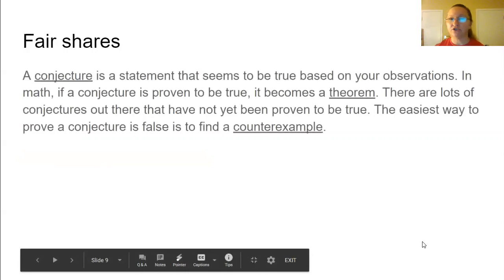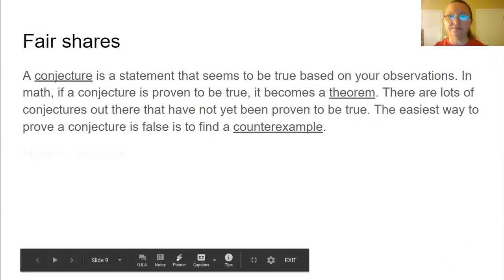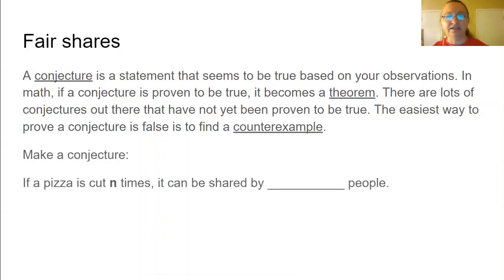And so then we made a conjecture, and I'm not giving away too many answers here, but we figured this out in all of our classes today. We had very good students that worked well. So a conjecture is a statement that seems to be true based on your observations. If it's proven to be true, it becomes a theorem. The easiest way to prove it's false is to find a counterexample. So our conjecture was: if a pizza is cut n times, it can be shared by blank people. So we're looking for an expression using the variable n representing the number of times that the pizza is cut. And that's level 1.